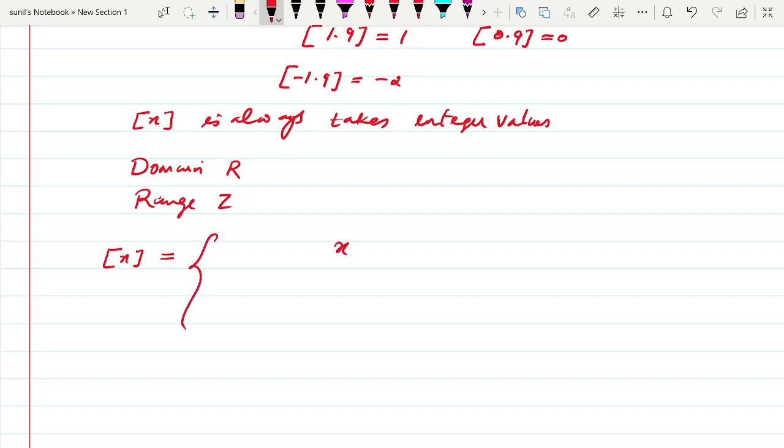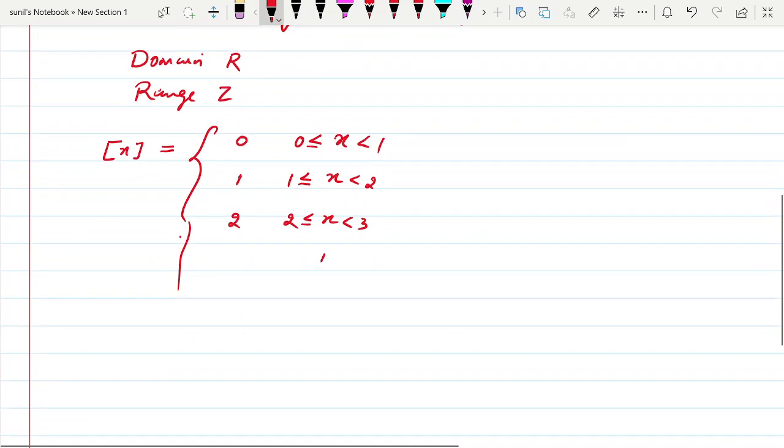Now can we say that this bracket x behaves like this? When x is taking a value between 0 and 1, it will assume the value 0. Between 1 and 2, it will take the value 1. And between 2 and 3, it will be 2. Now if I continue like this, it will take the value n. Here I am taking n as a natural number.